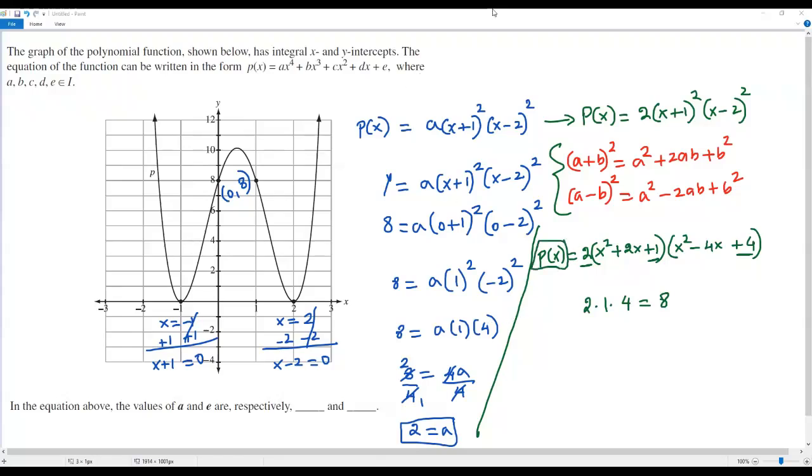But what is the constant term in the given polynomial function? That is e. So in place of e, we must have 8. So the value of e equals 8. Already we got the value of a, that is 2. Now I got the value of e, that is 8. So the values of a and e are respectively 2 and 8.